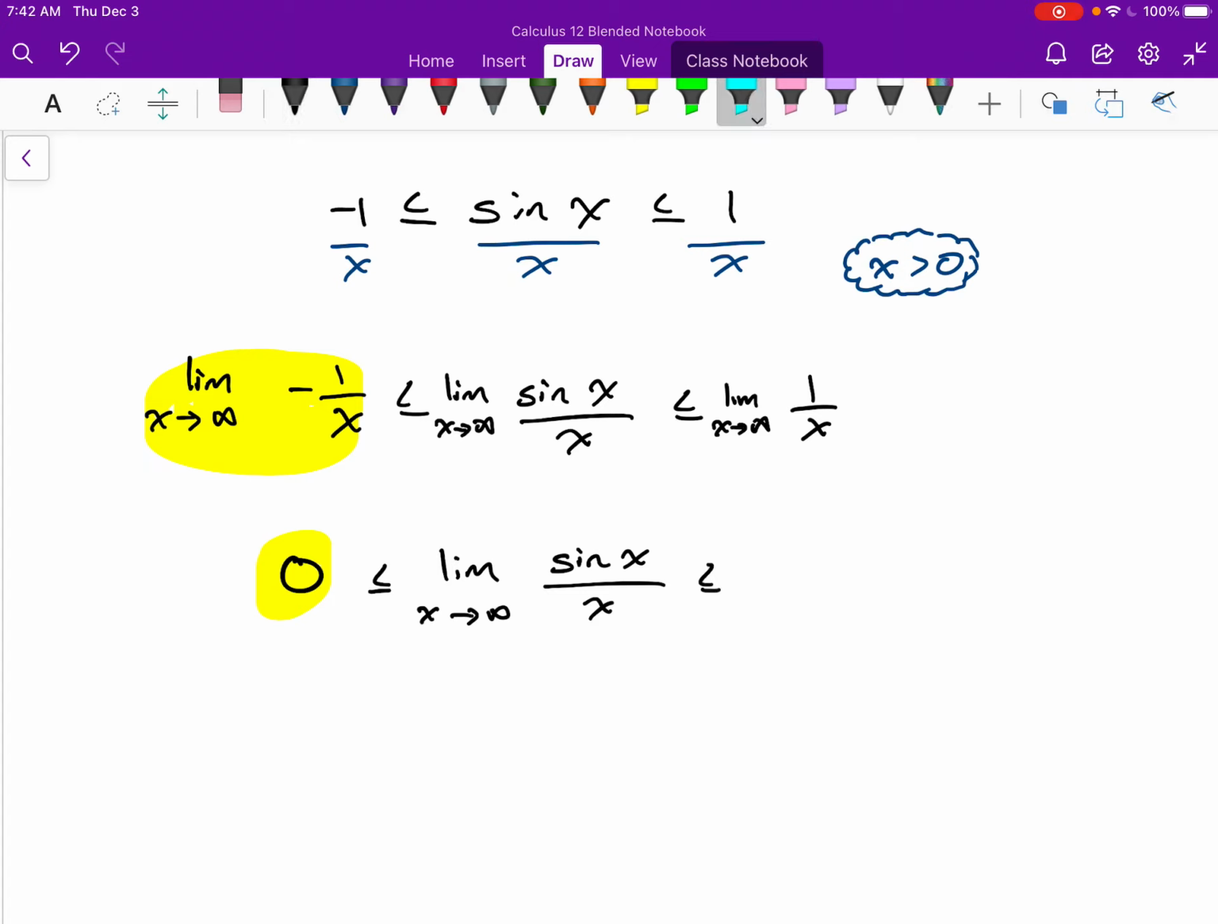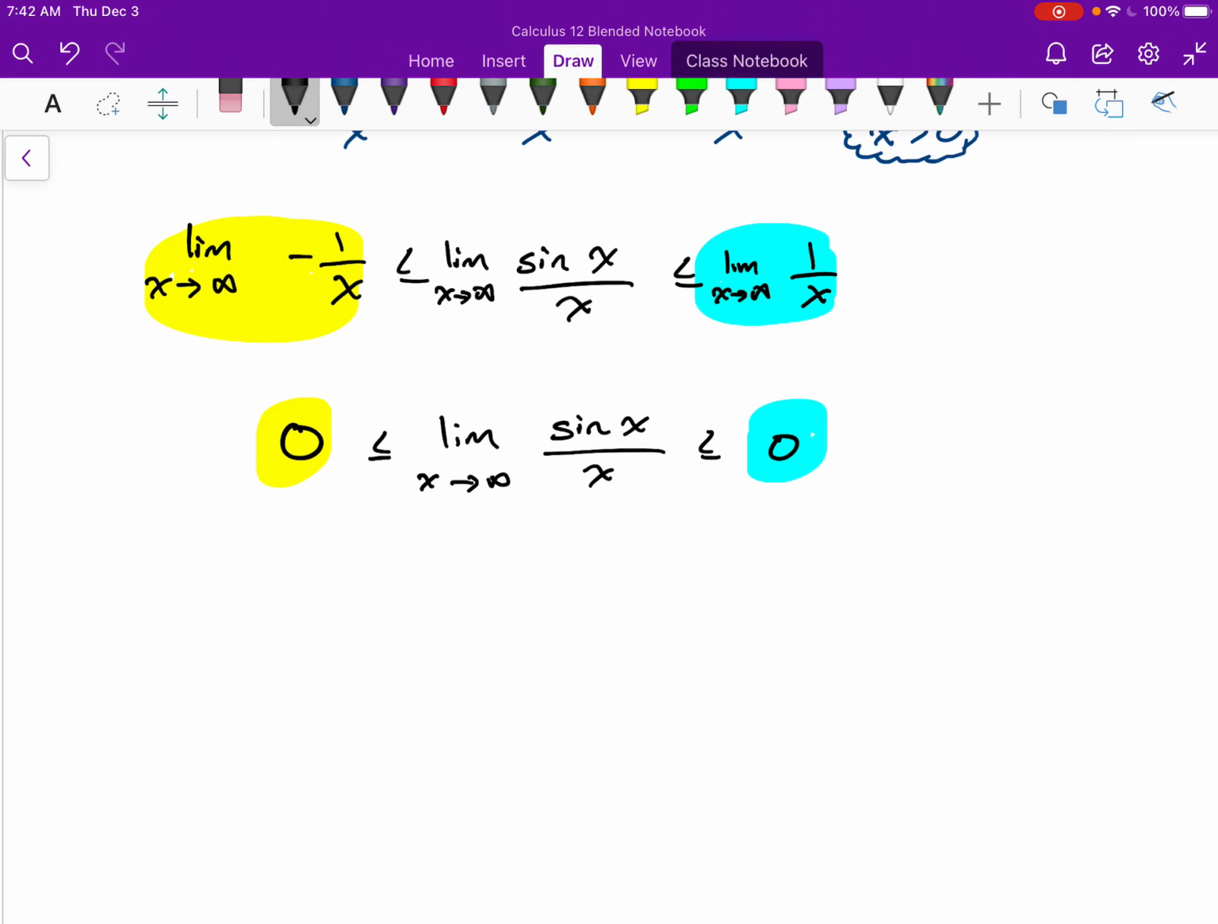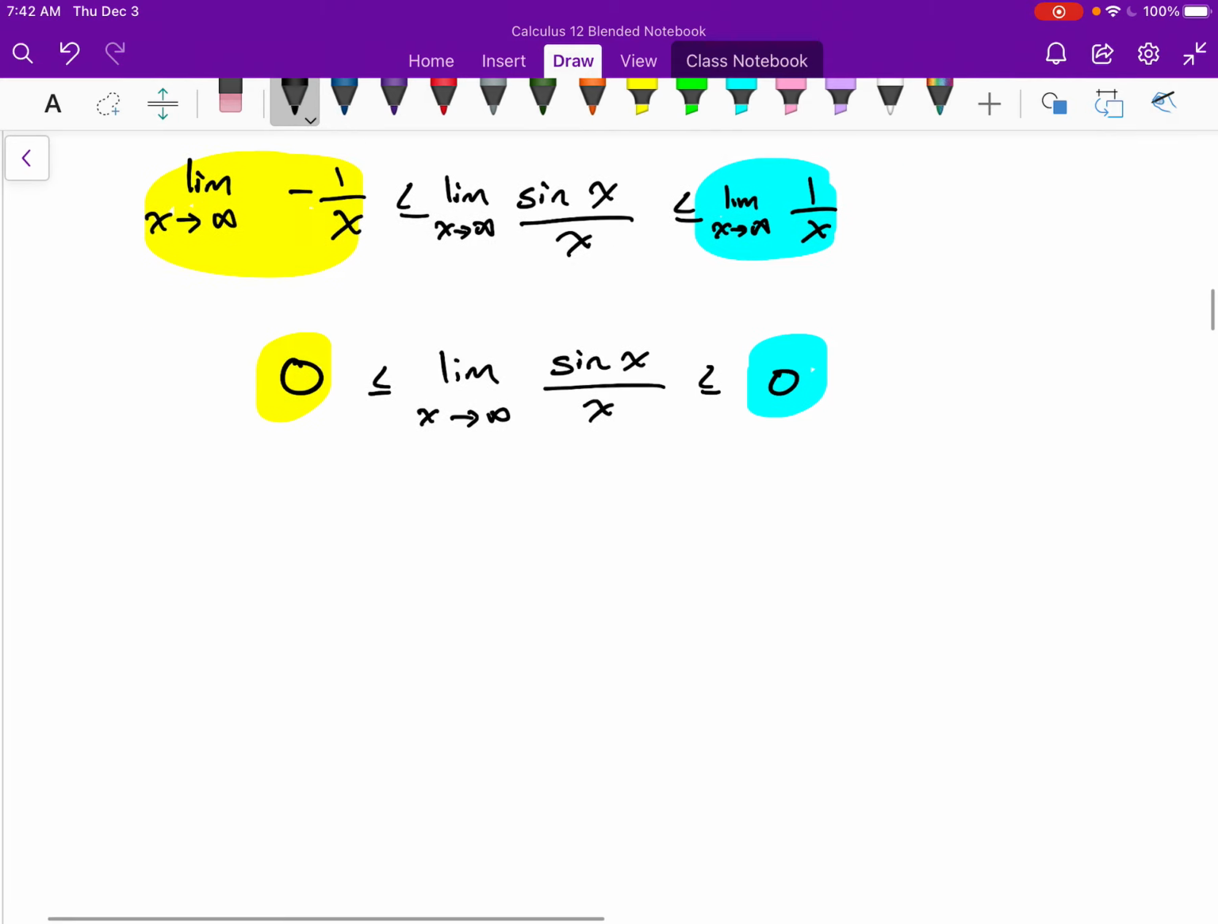And same idea over here. The limit as x approaches infinity of 1 over x is 0, and therefore the limit of sine x over x as x approaches infinity has been squeezed to be between 0 and 0, and so therefore it must equal 0.